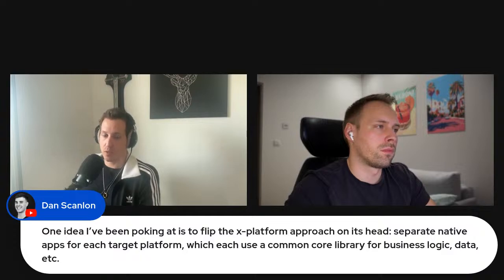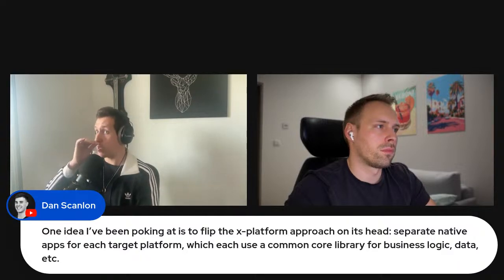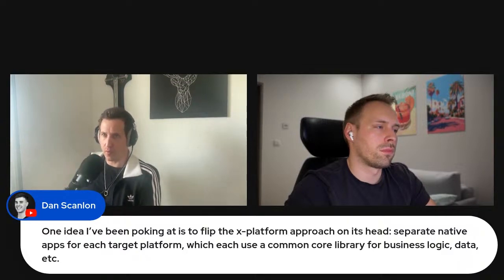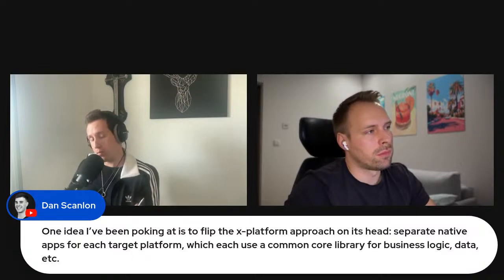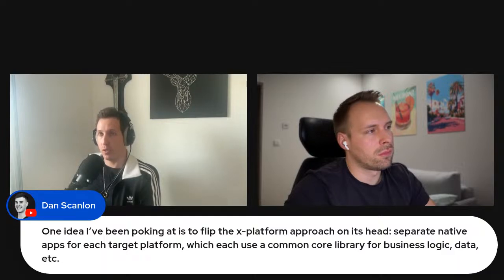And I think he's saying this because we do this for a client of ours: separate native apps for each target platform, and then a common library between them that handles the business logic and the state stuff. I like it. I'm curious how you think about this and whether it would be meaningful for what y'all do, but this would solve that problem, right?